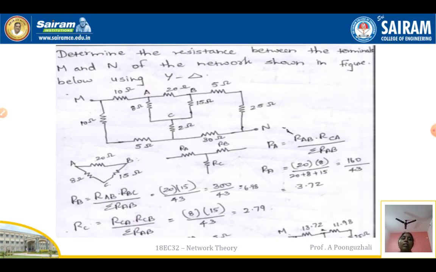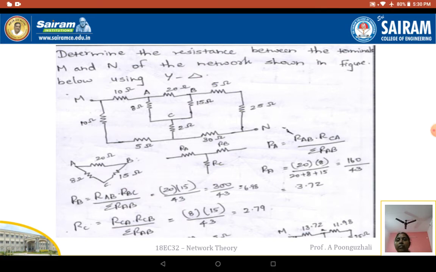Now to determine the resistance between the terminals M and N of the network shown below using the star to delta network. In this case again, if we see the circuit itself simplifies, it tells us that we have a delta network here. Convert this delta to star. If I convert it, I am going to have RA, RB and RC. To get this RA formula, to this node RA I have 20 and 8 there.